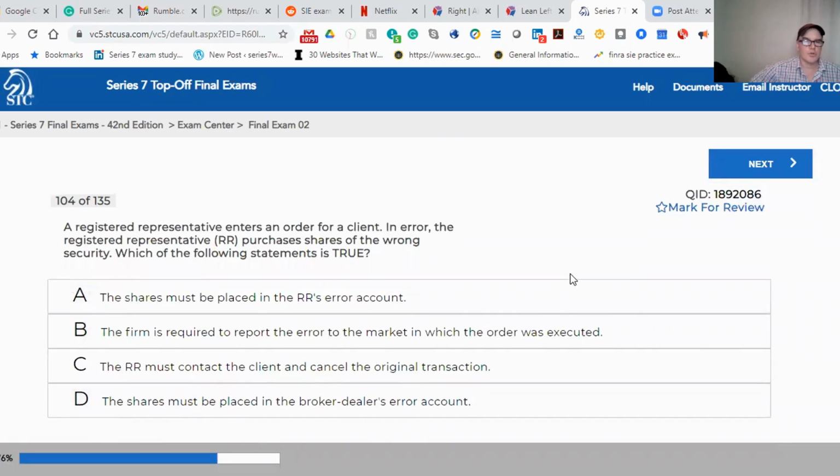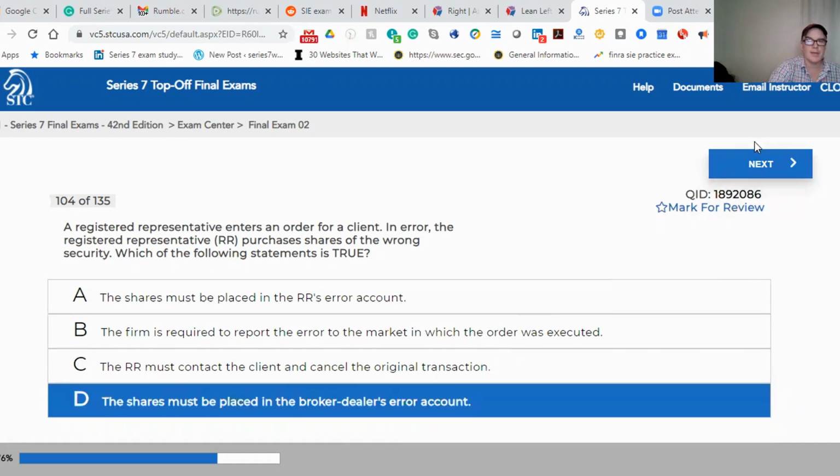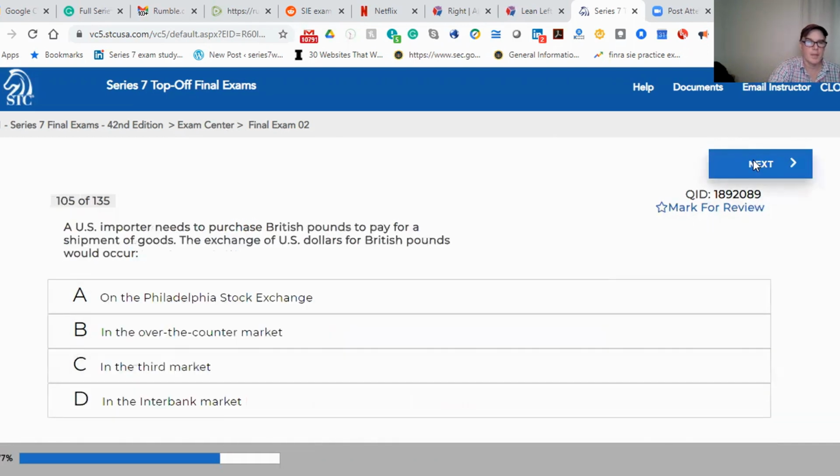A registered rep enters an order for a client. In error, the registered rep purchases the shares of the wrong security. That's our problem. Which of the following statements is true? The shares must be placed in the RR's error account. Well, RRs don't have error accounts. Broker-dealers do. Okay. The firm is required to report the error to the market in which the order is executed. We'll come back to that. The RR must contact the client. Can't say the original transaction. No, the client wants his stock, so you have to buy the right stuff. The shares must be placed in the broker-dealer's error account and deal with it. You have to handle it, get out of it, and then give the customer what they were entitled to.